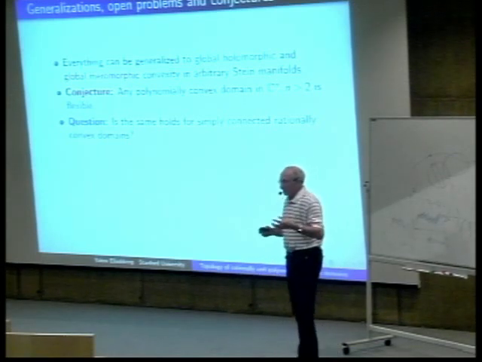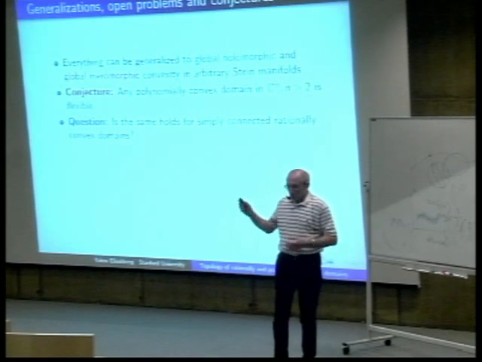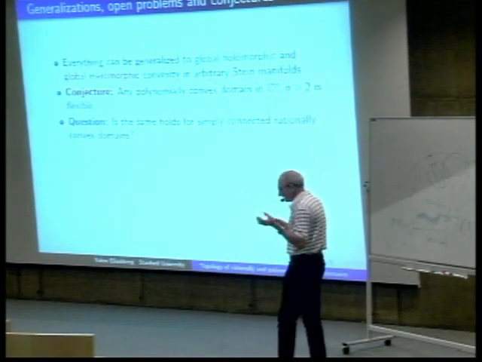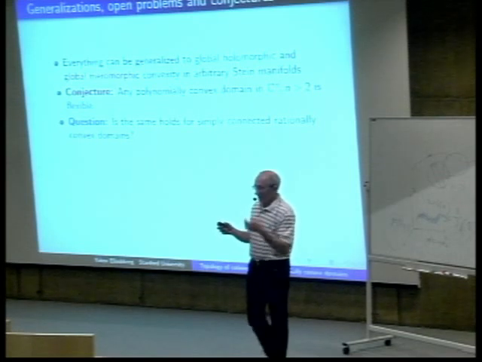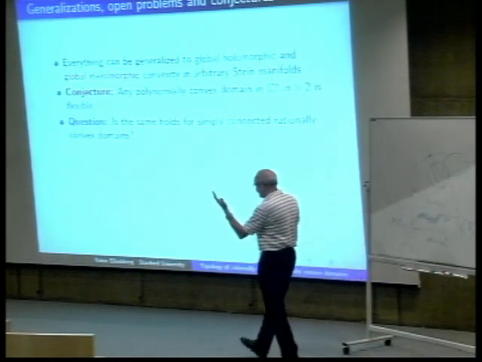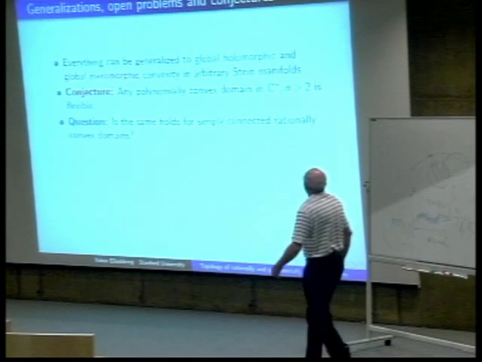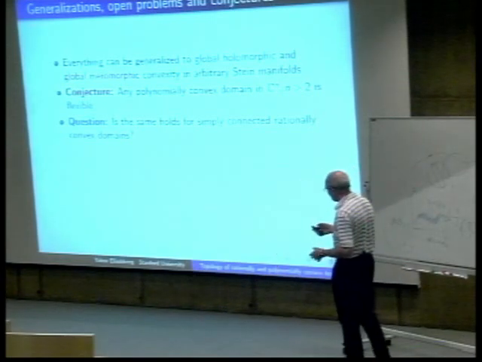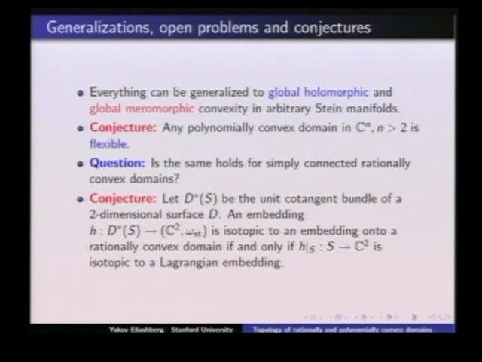And the question, and I think this was an open problem before this theorem, is: is it possible to find a rationally convex domain which is simply connected but has non-trivial top-dimensional homology? Well, now we see that in high dimensions there are plenty of them. But the question is, do all these examples have to be flexible? Now let's move to dimension 2, or real dimension 4, where everything is different.